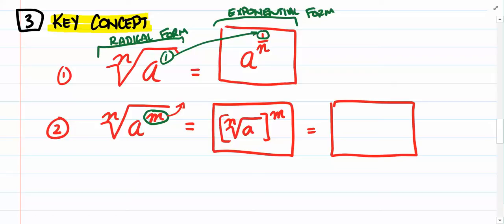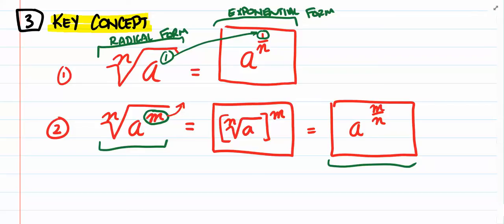And if that's the case, then we are allowed to write it as a to the m over n. It doesn't look like an m, I'm sorry. A to the m over n. It just takes the same place of where the 1 was before in the first part. So again, on the left-hand side, this is called radical form. On the right-hand side, this is called exponential form. And we're going to be able to change from one form to the next in the following 2 boxes.